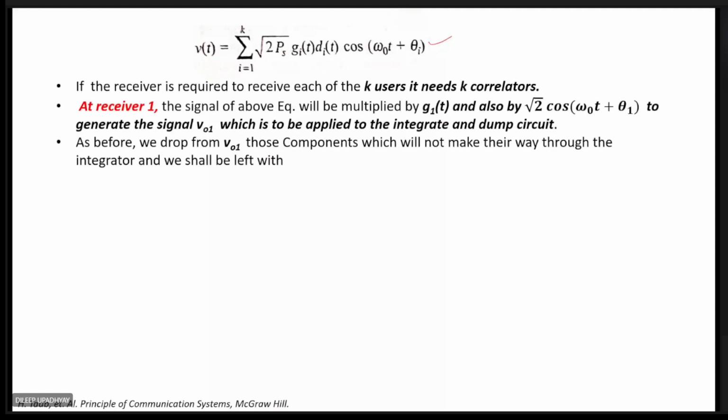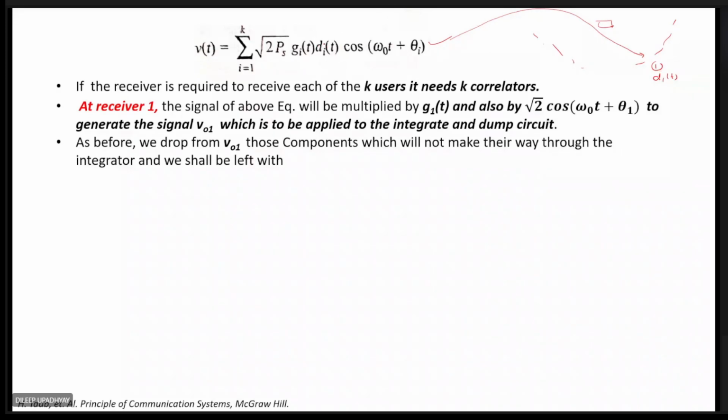Now, how can we detect? The question arises: there are a number of transmitters, a satellite, and a number of receivers. Suppose this signal is received by receiver 1, then how can we detect? Because this receiver is intended to receive the information D1(t). How can this receiver detect the information signal from transmitter 1?